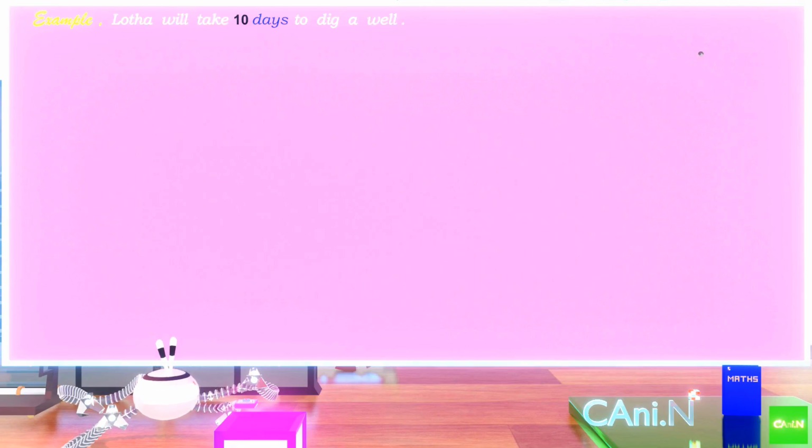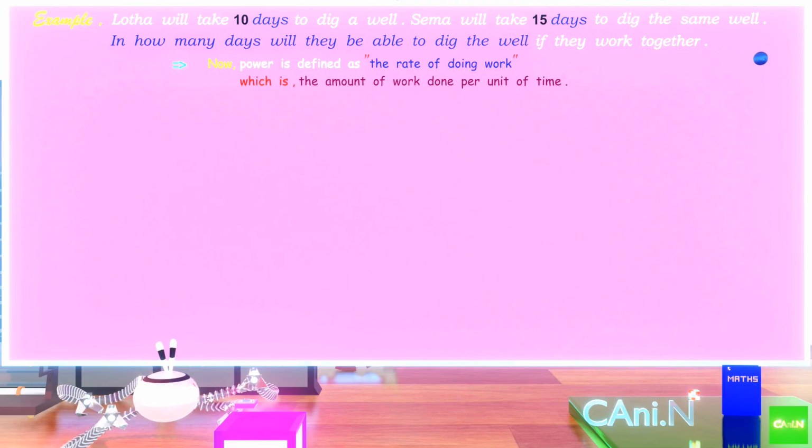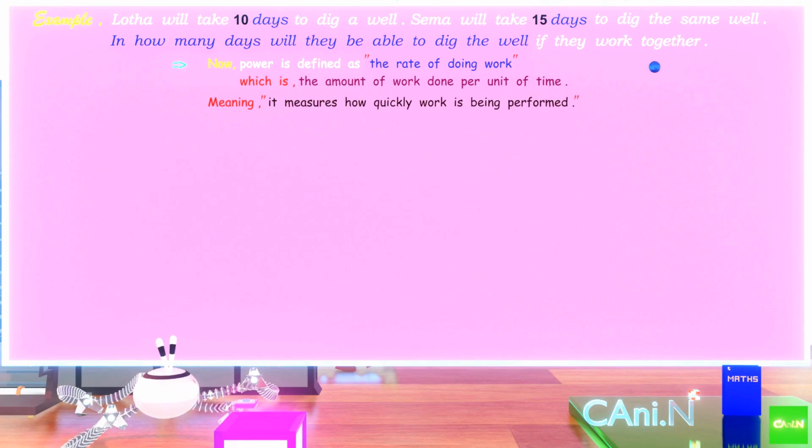Example. Lotha will take 10 days to dig a well. Seema will take 15 days to dig the same well. In how many days will they be able to dig the well if they work together? Now, remember, power is defined as the rate of doing work, which is the amount of work done per unit of time. Meaning, it measures how quickly work is being performed.